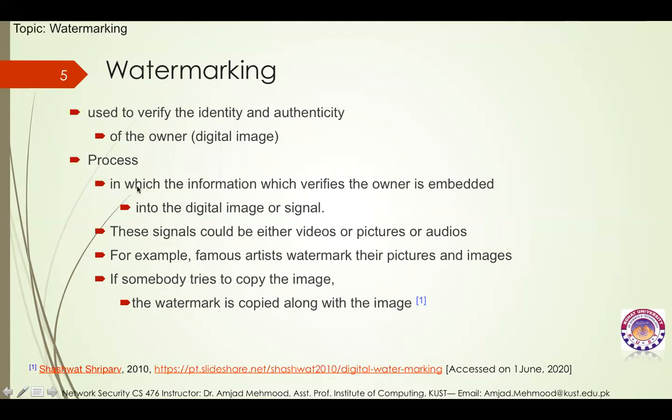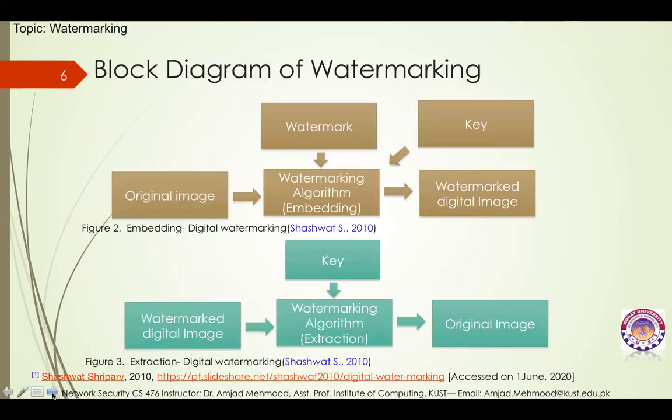Watermarking is a process in which the information which verifies the owner is embedded into the digital image or signal. The signal can be video, picture, or audio. For example, famous artists watermark their pictures or images. If somebody tries to copy those images, the watermark is copied along with the image, and it identifies who is the owner of that image or picture.